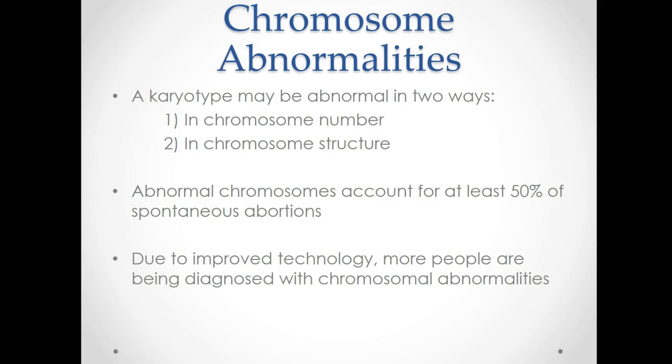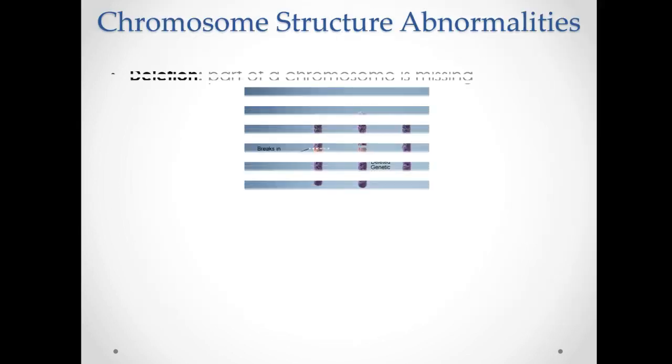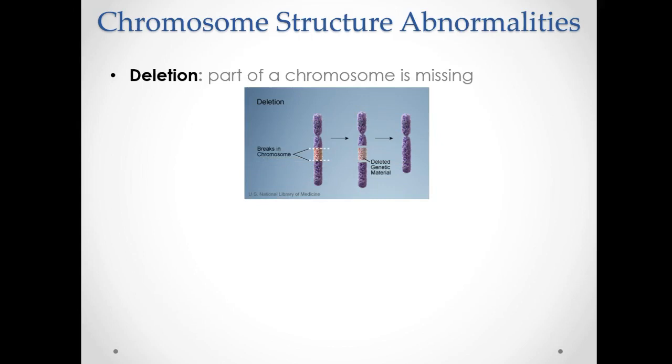Because we have better technology at this point in our medical history than we have ever before, more and more people are being diagnosed with chromosome abnormalities, whereas before we might not have known what was wrong with them, and they would have gone through life with some symptoms or syndromes that they couldn't explain. And now we actually can by looking at these karyotypes.